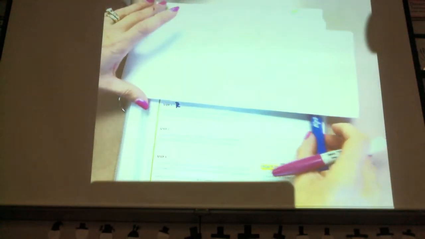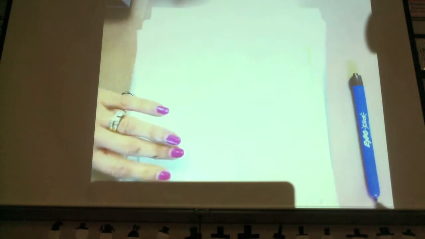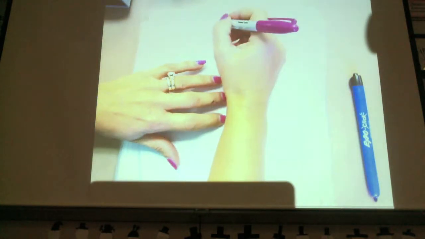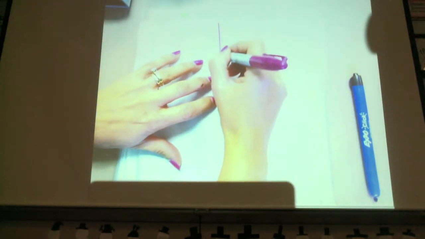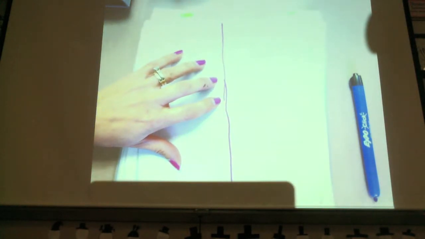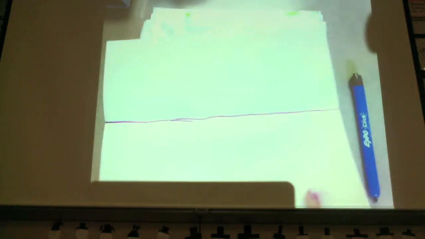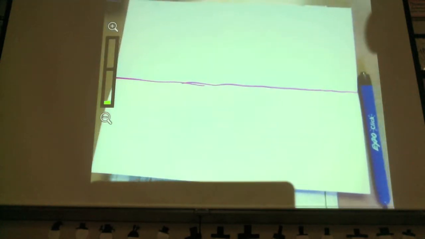Draw a line on the fold. So I'm going to open my paper. I wrote on myself. And I'm going to draw a line down the center. It's not perfect, but it doesn't matter. We're just trying to get the visual.